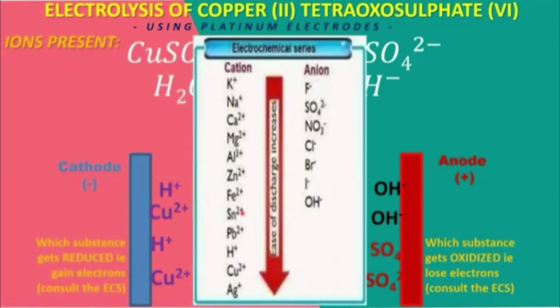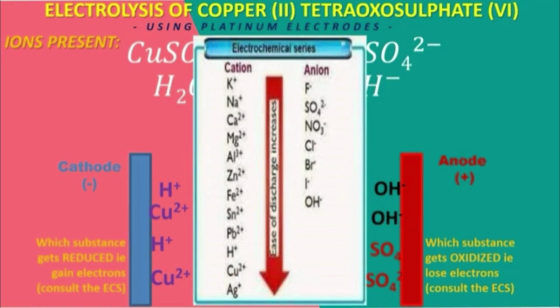Your electrochemical series, you discover that copper is below hydrogen. Hydrogen is above. In other words, you can say hydrogen is more stable. Therefore, copper will be what? Deposited at the what? Cathode. That is, copper will be reduced. Is it not? Yes.